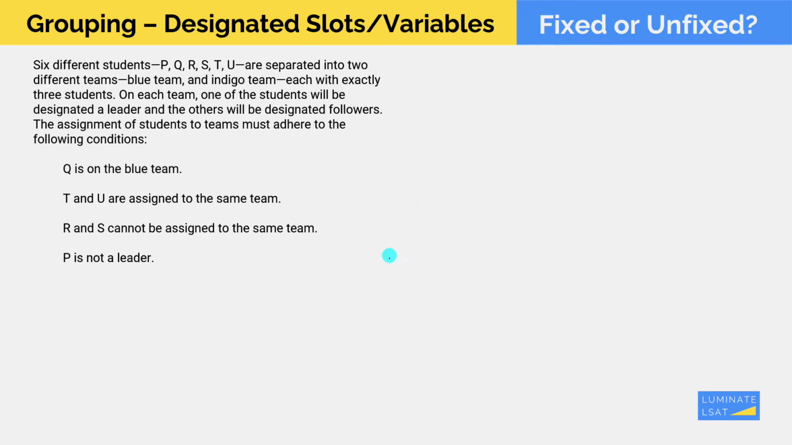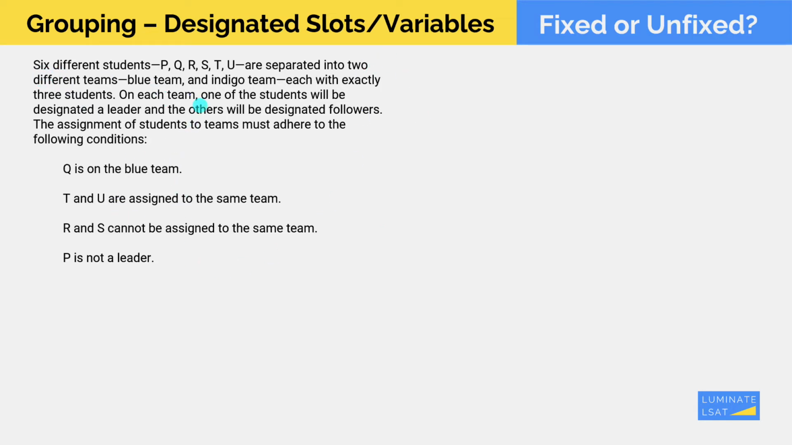In some grouping games on the LSAT, we are going to be presented with what I think of as designated slots or designated variables. Basically, the rules will tell us that one of the slots or one of the variables is special. They're going to be different from the other ones. And I want to show you two ways to handle that type of rule or restriction when we get it through this example. But let's take a look at what it says.